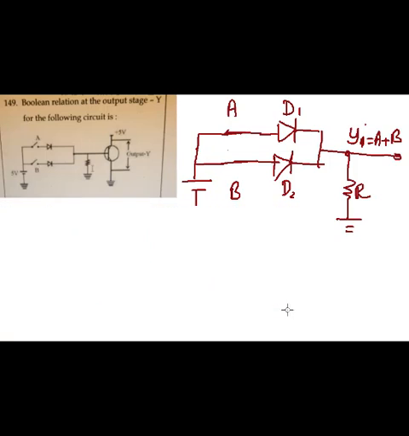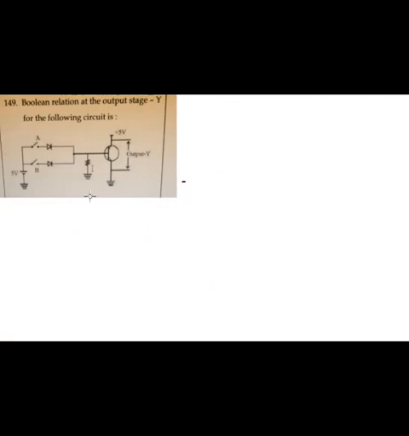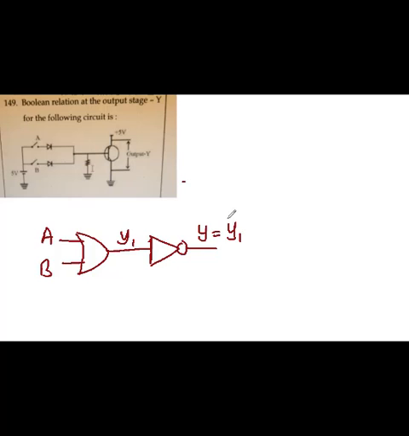So there is an OR gate and the transistor is acting like a NOT gate. So the output of the OR gate is given to the input of the NOT gate. This can be represented by the symbol. This is the first OR gate where A and B are the inputs, and this output is what we call Y1, and that is given to the input of the NOT gate. So the output of the NOT gate is the complement of Y1.